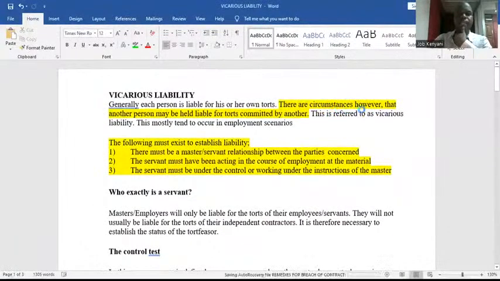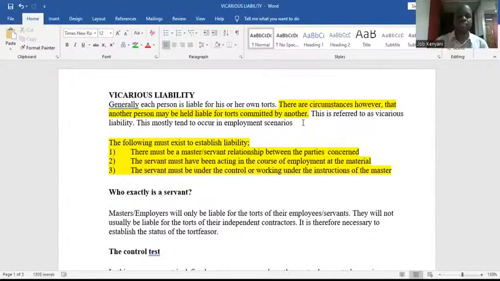So there are circumstances, however, where another person may be held liable for torts committed by another. This is referred to as vicarious liability. It mostly tends to occur in employment scenarios. Like that scenario in that question, you can see it's an employment kind of situation whereby they have employed the legal counsel, they have employed the director, they have employed the independent contractor.